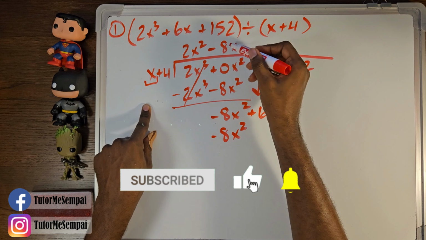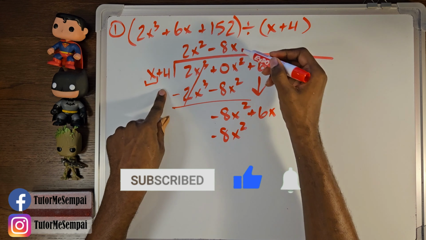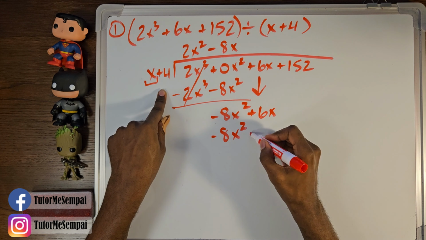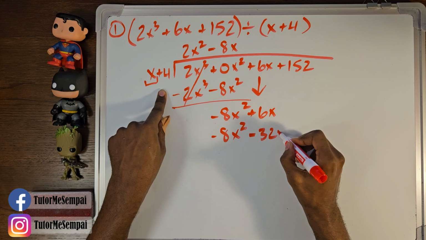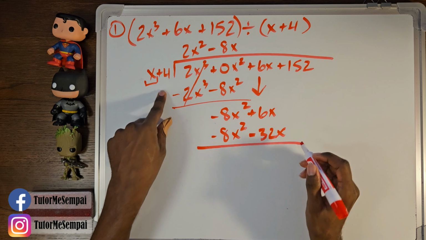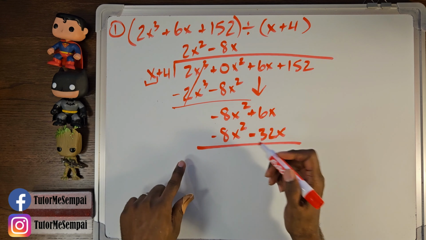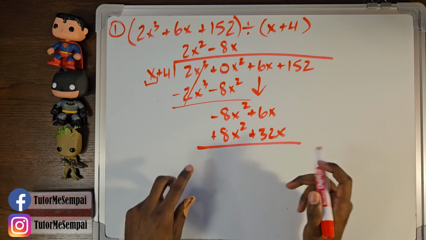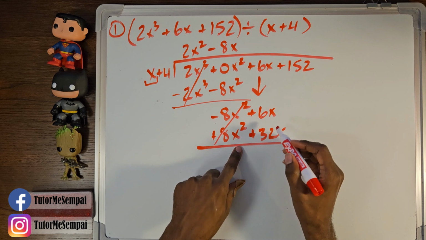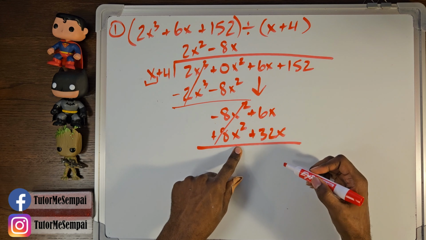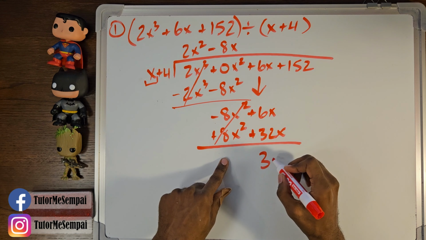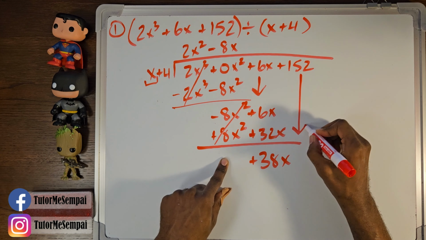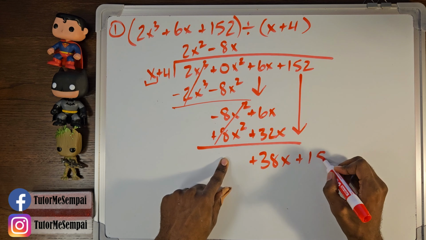And we're going to continue multiplying this by everything after the x. So a negative 8x times this positive 4 gives us a negative 32x. And we have to negate everything. So this is going to be positive now, and that's positive. Now we combine them. This cancels out. And what do you get when you do a 6x plus 32x? We're going to get a positive 38x. Then we carry this all the way down, plus 152.